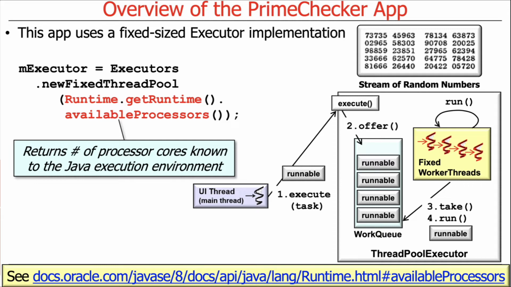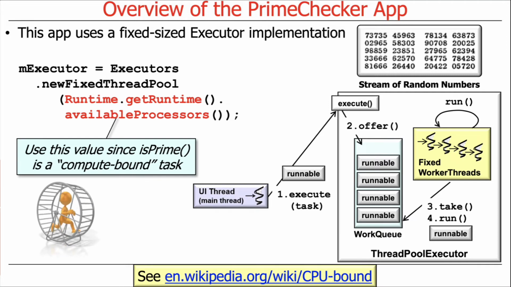So this tells us let's make as many threads in our fixed thread pool as there are cores on our system. And we do this because the isPrime computation is a compute-bound task. If this was an IO-bound task, we would do something different. We would use that formula I talked about the other day in class, where you have n times the quantity 1 plus wait time divided by service time. That's another computation to figure out the number of cores if you have IO-bound tasks. But we don't have IO-bound tasks here.